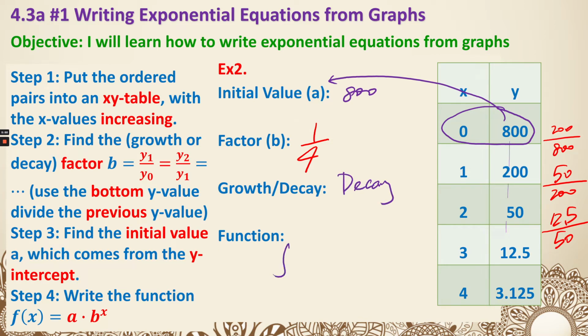So finally, my function is going to be, my a is 800, and my b is going to be 1/4 to the x power. Something else to emphasize, make sure you actually use parentheses around the 1/4. Because if you don't, it's just going to be 1 to the x power, but it's actually the 4 also getting the x power, so that's why you've got to put 1/4 all together inside the parentheses.